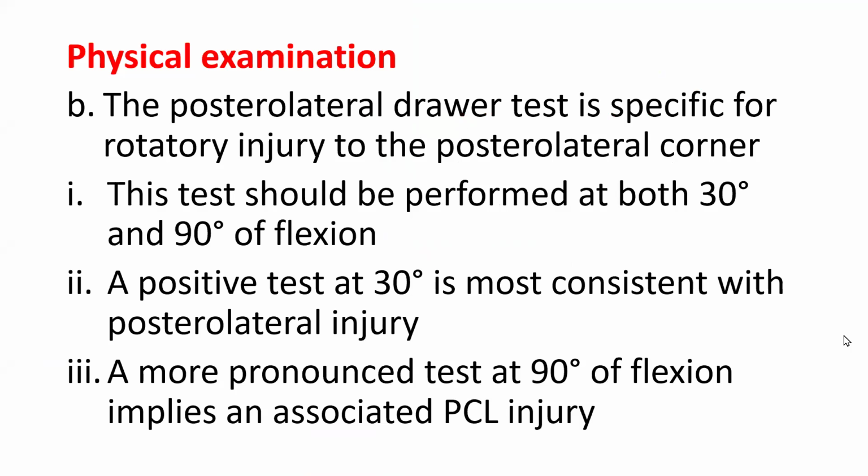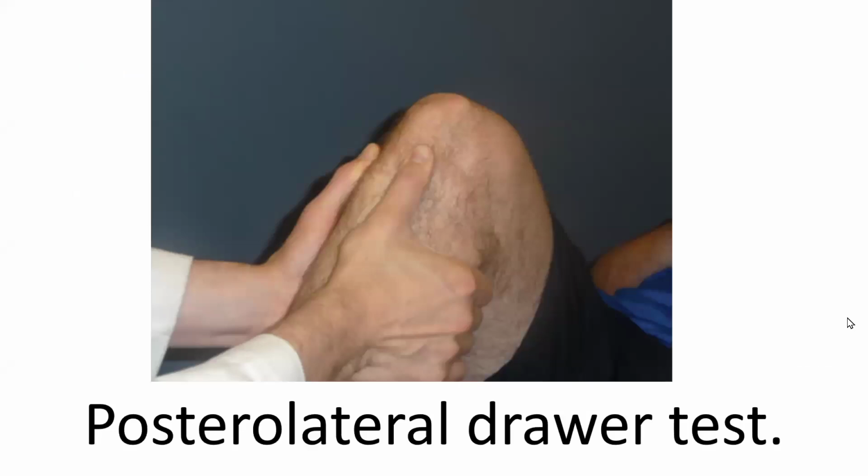The posterolateral drawer test is specific for rotatory injury to the posterolateral corner. This test should be performed at both 30 degrees and 90 degrees of flexion. A positive test at 30 degrees is most consistent with a posterolateral injury. A more pronounced test at 90 degrees of flexion implies associated PCL injury. This is a posterolateral drawer test.